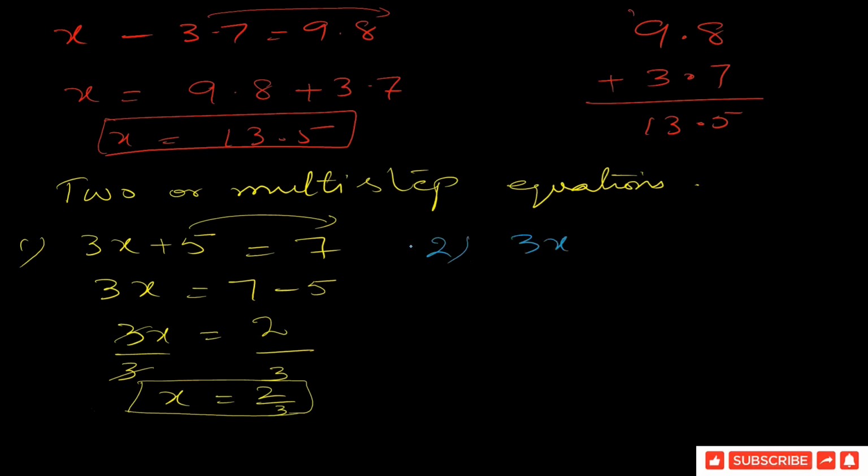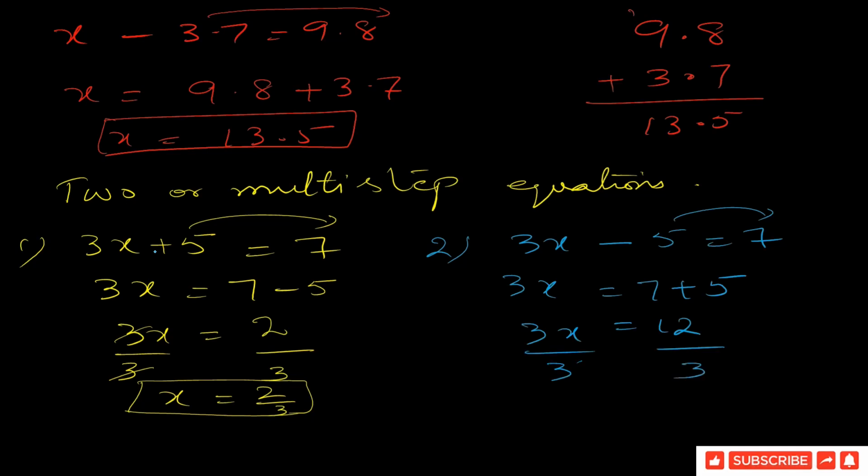3x minus 5 is equal to 7. So as you know, this is the same question, only the sign is different. So 5 will go to the other side, it will again be 7 plus 5, that is 12. Now 3x equals 12, we divide both sides by 3. So we got x is equal to 3 times 4 is 12. So x is equal to 4 if the sign of 5 is negative.